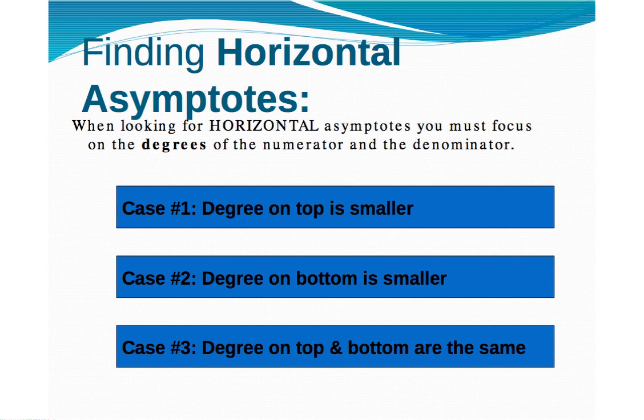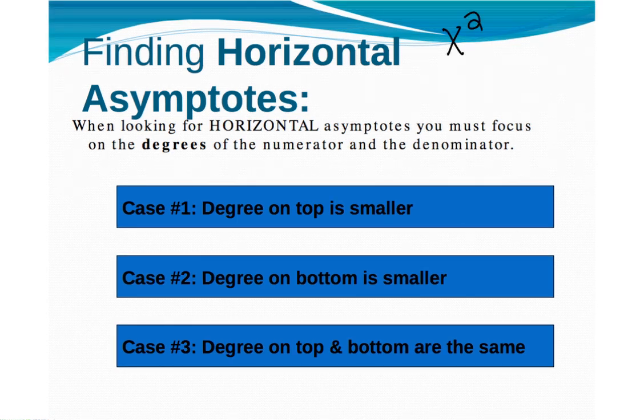And finally, we're going to find horizontal asymptotes if they exist. When looking for horizontal asymptotes, you need to focus on the degree. If we had something that was x squared plus 2x, our degree would be 2. If we had x squared plus x cubed, our degree would be 3. We're always looking at the largest exponent when we're talking about degree.